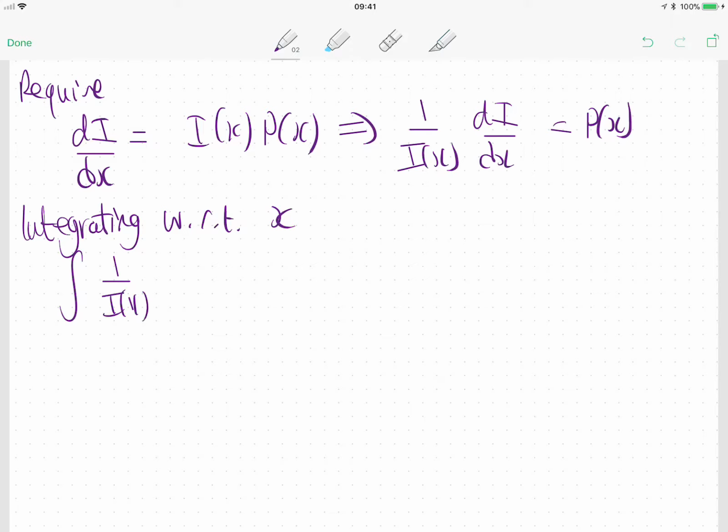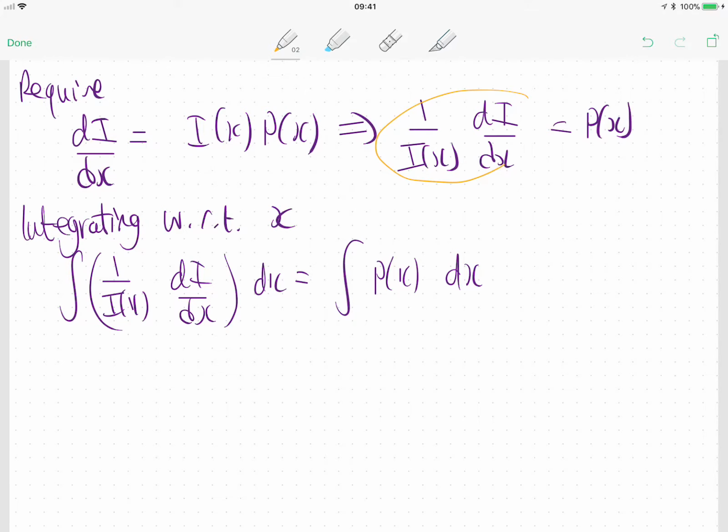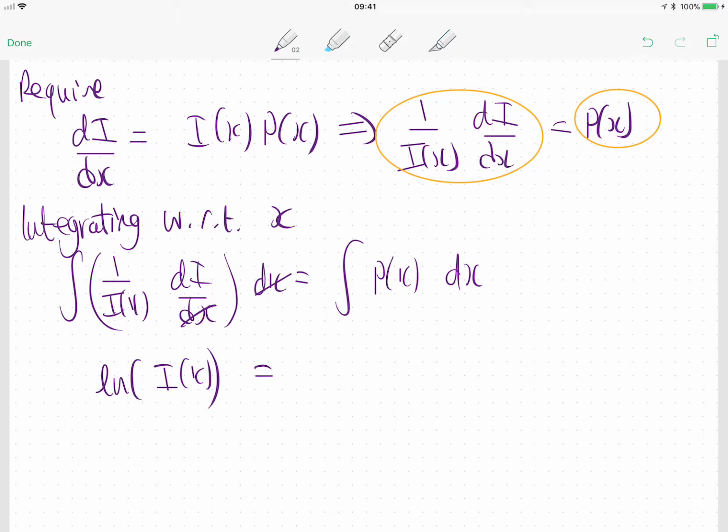So I'm going to integrate both sides with respect to x. So let me just highlight what I'm doing a bit clearer. I'm going to integrate this with respect to x, and I'm going to integrate this with respect to x. The dx's cancel, so integrate 1 over I with respect to I. This is log of I, and this one just stays what it is. Don't know what p is, depends on the question.